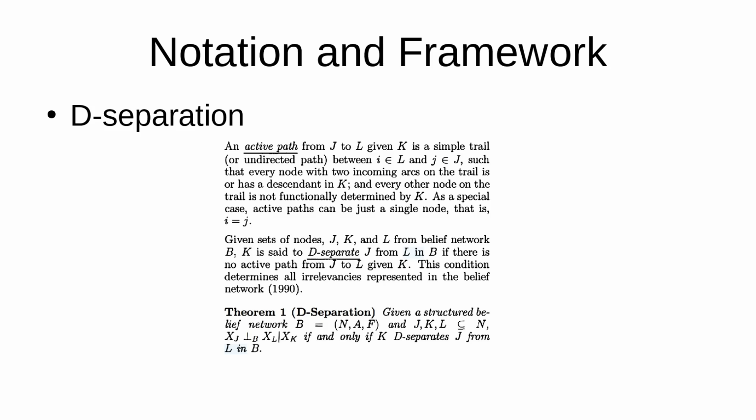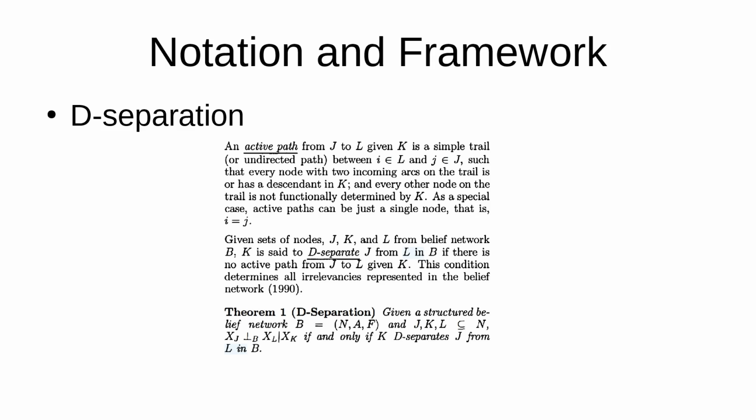The concept of d-separation is important for the Bayes-Ball algorithm since it defines the concept of active path, which is later traversed by the algorithm. An active path from a set of nodes J to a set of nodes L given a set of nodes K is defined as a simple trail or undirected path between nodes in L and in J.